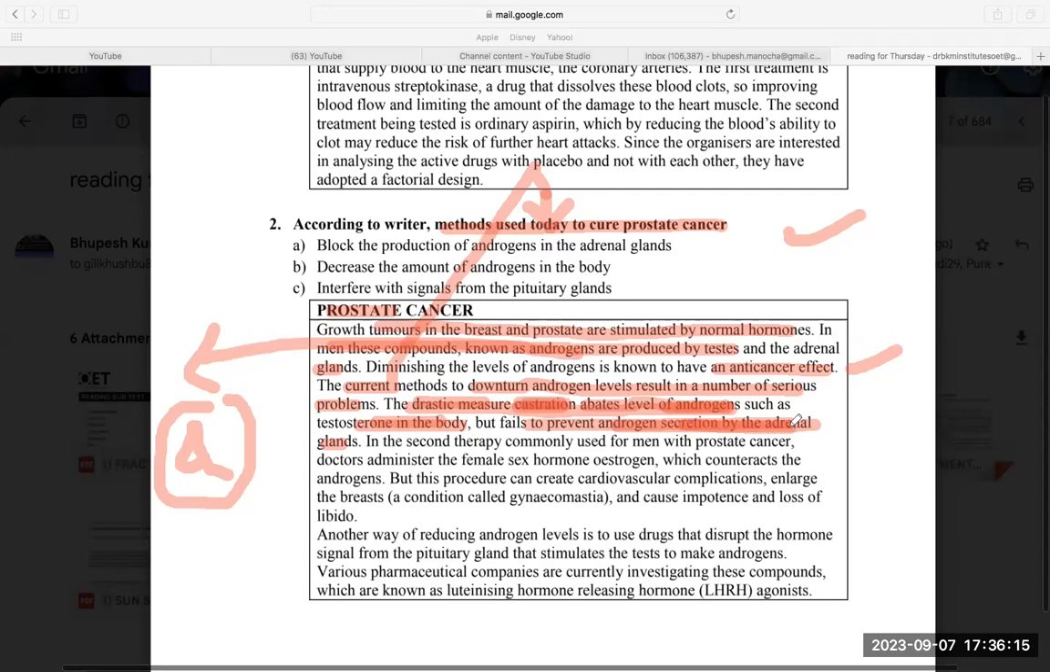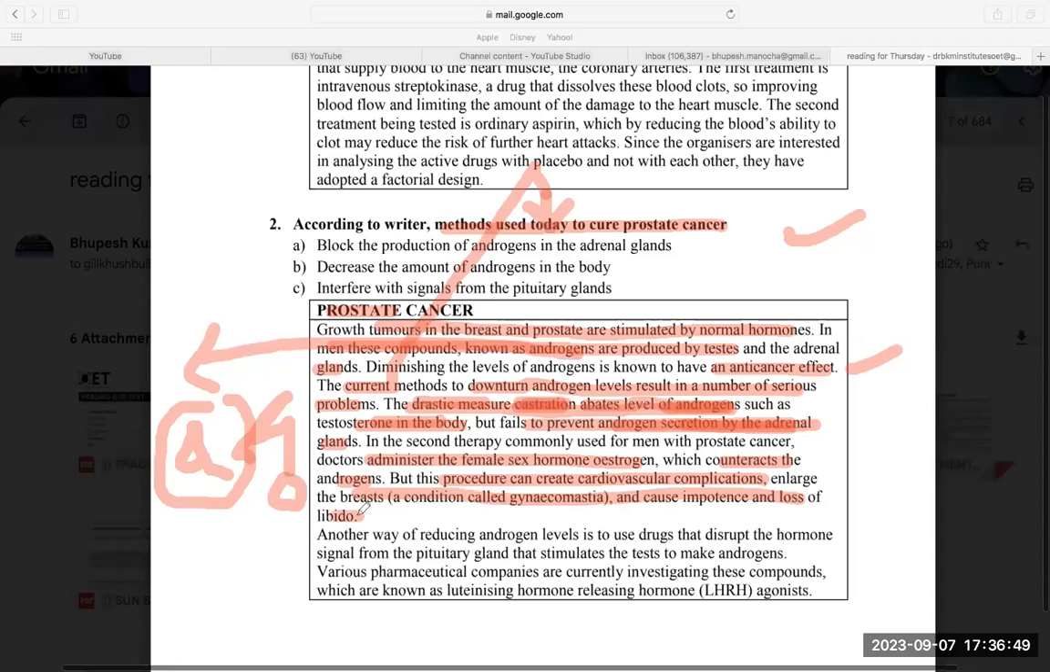In the second therapy, commonly used for men with prostate cancer, doctors administer the female sex hormone estrogen, which counteracts the androgen. So estrogen will be opposite to androgen. If you have the female hormone, then it will counteract the male hormone. Counteract means it will react against it. But this procedure can create cardiovascular complications, enlarge the breast, and can cause impotence and loss of libido. So these are the side effects it can have.